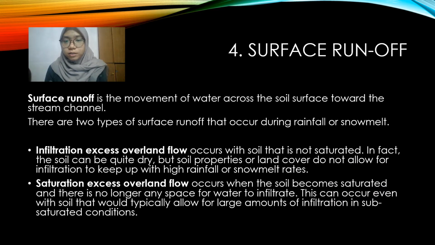Surface runoff. Surface runoff is the movement of water across soil and surface through the stream channel. There are two types of surface runoff that occur during rainfall or snow melt. In Malaysia, it is usually rainfall only. The first type is infiltration excess overland flow. It occurs with soil that is not saturated. In fact, the soil can be quite dry, but soil properties or land cover do not allow infiltration to keep up with high rainfall or snow melt rates.